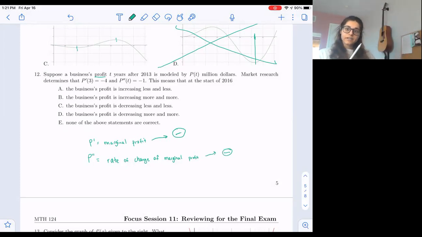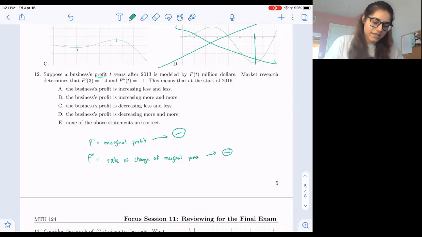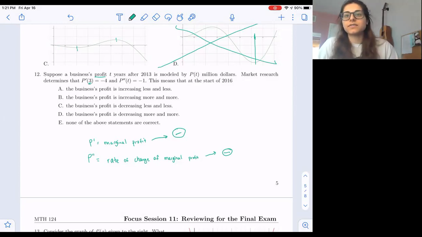All right, so the first derivative is the rate of change of the original function. The second derivative is the rate of change of the first derivative, and so on. You can do the third derivative, which is the rate of change of the second derivative. So that would be the rate of change of the rate of change of marginal profit, which is the rate of change of profit. All right, got it? So derivative is rate of change. I think you would have made that clear. Okay, so at the start of 2016, which is 3 years after 2013, that's why they told us P of 3. What is our business's profit doing?